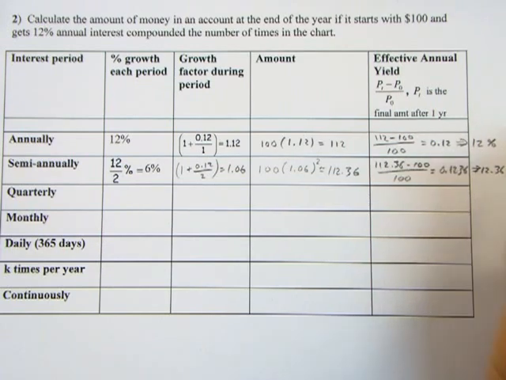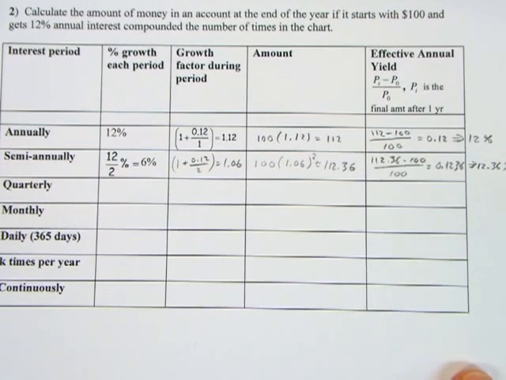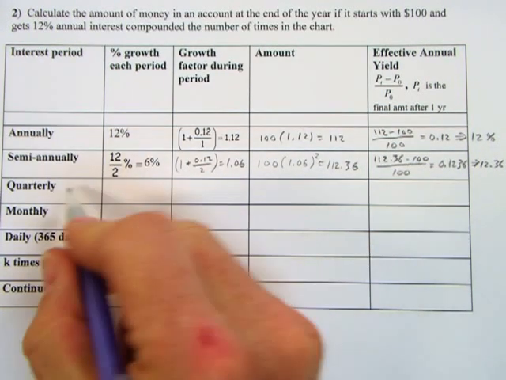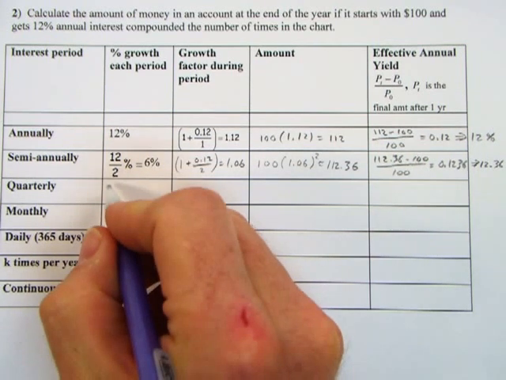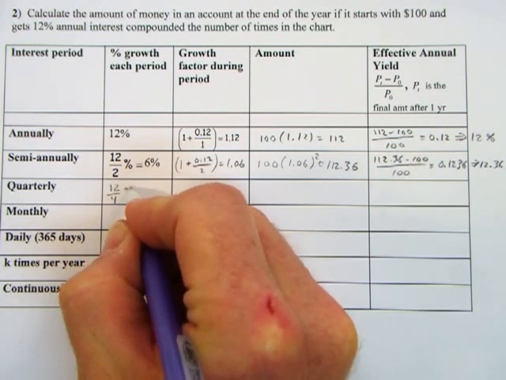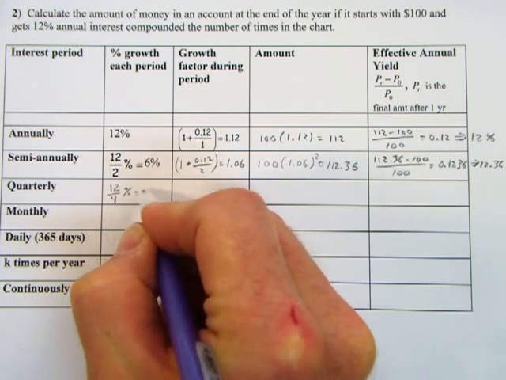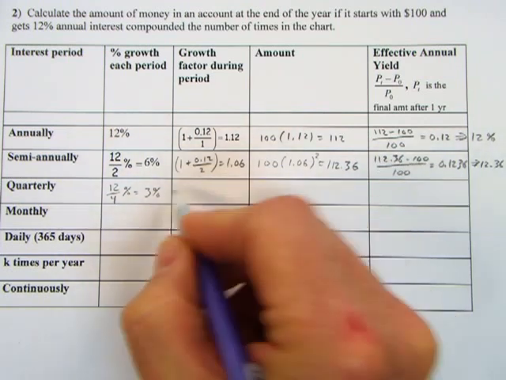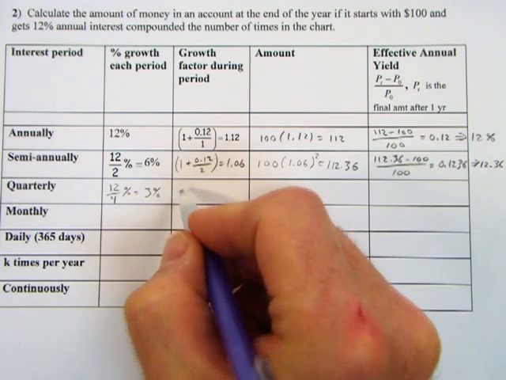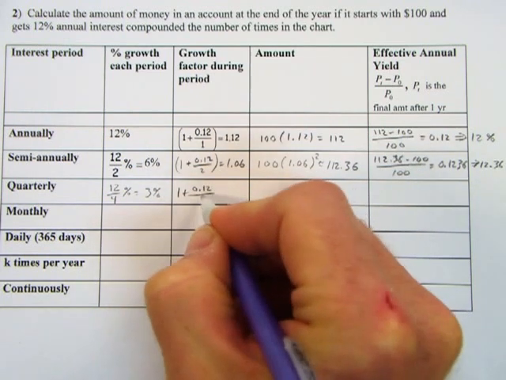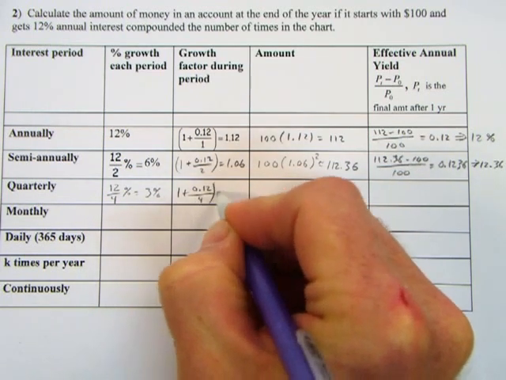So that interest is a little bit better than what we had if we just compounded annually. So now we need to do this again quarterly. How many quarters are in a year? We have 4 quarters in a year, so we'll take our 12%, divide it by 4, and we get 3%. So that's saying each compounded period we get 3%. We'll take our growth factor, 1 plus 0.12 divided by 4, and we get 1.03.